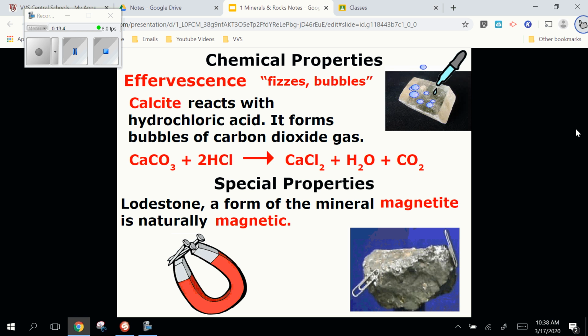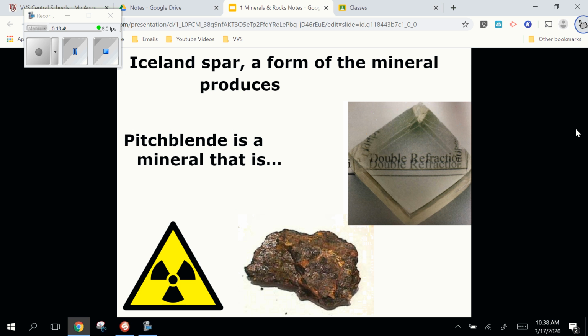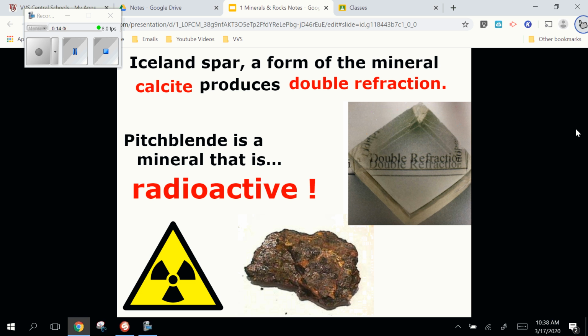Okay. And just a couple of cool special properties. Lodestone is magnetic. It's a form of the mineral magnetite. Iceland spar, which is a very special type of calcite, very nice, good-looking piece of calcite, splits the image as you look through it into 2 images. It refracts the light and splits the image into 2 images, so you see 2 of them. Pitchblende is radioactive. Obviously, I can't show you one of those samples. I don't want to give you cancer.